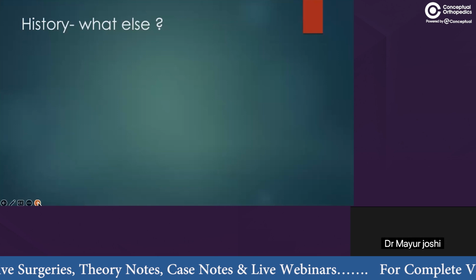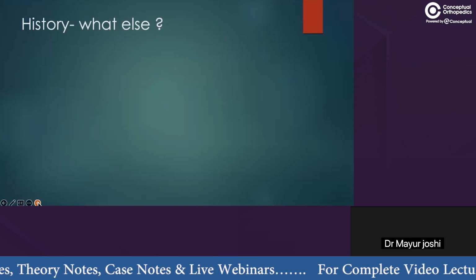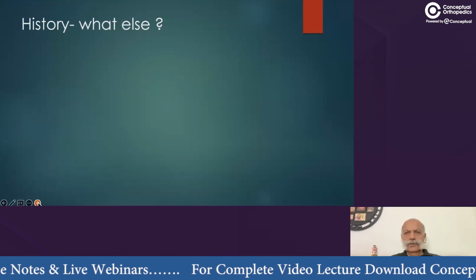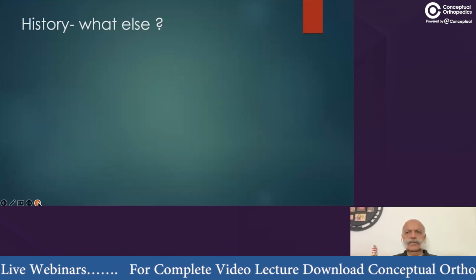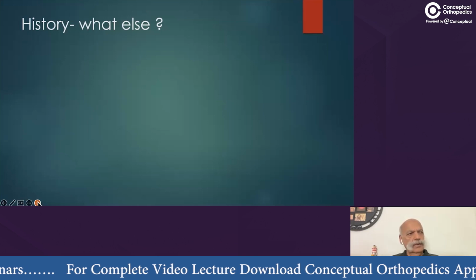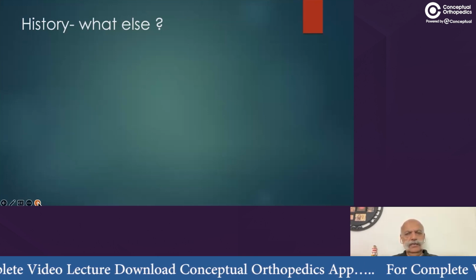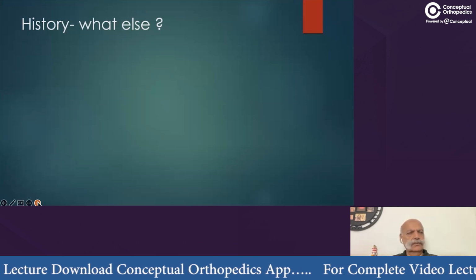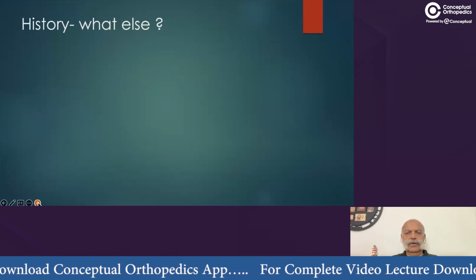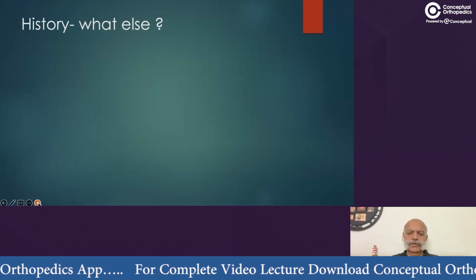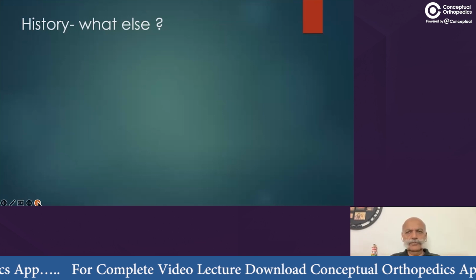Sir, we have to ask about any history of trauma. Okay. So this patient does say that he fell down, and he was very categorical that he had a fall on the stairs and the knee joint came in contact with the floor. So this was the history. What else would you like to know?